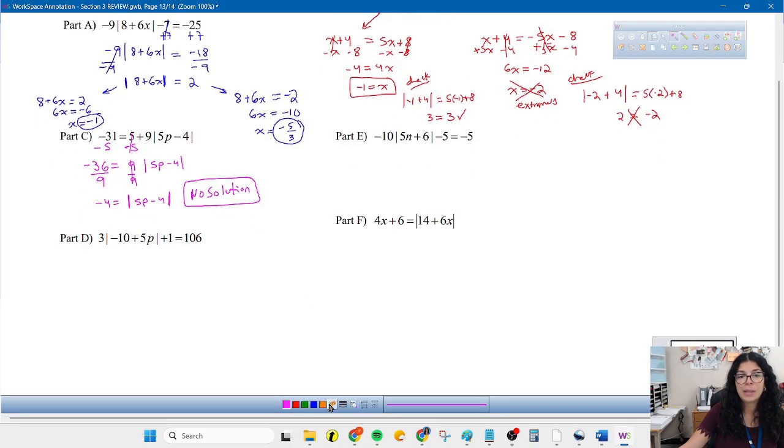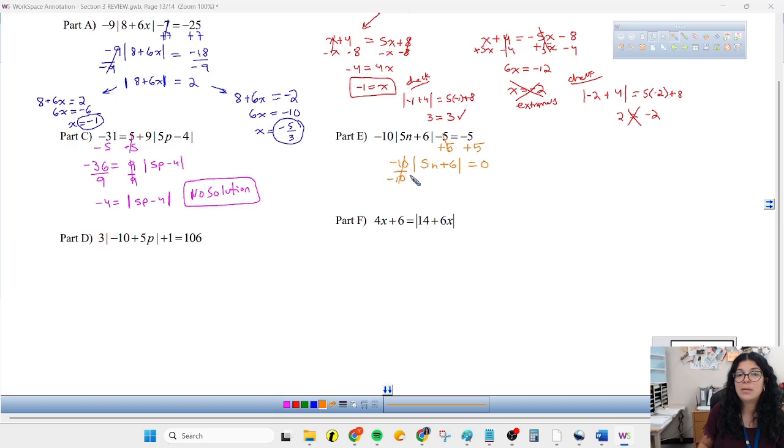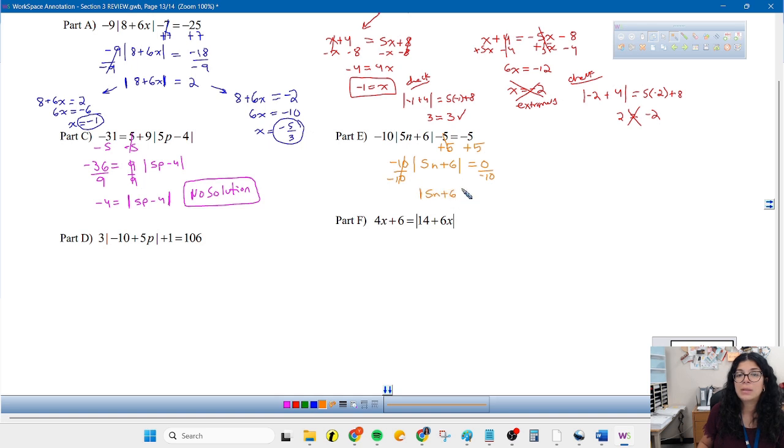All right, let's move on to part E. On part E, I will add 5 first. So I have negative 10 times the absolute value of 5n plus 6 equal to 0. And then I will divide by negative 10 so I can get the absolute value completely by itself. So now I have the absolute value of 5n plus 6 equals 0.